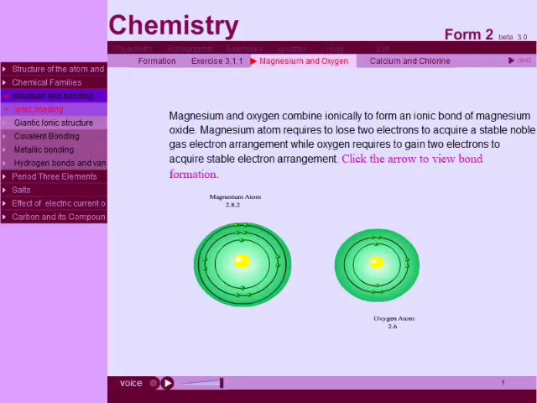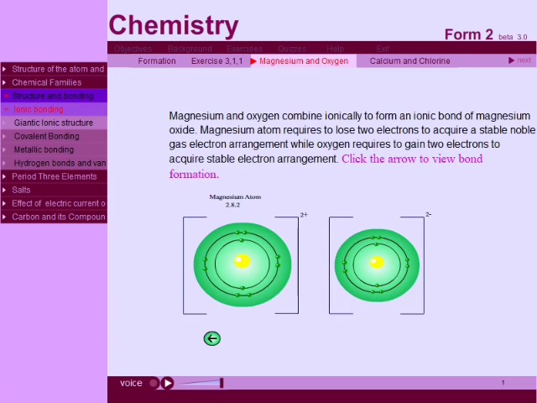Magnesium and oxygen combine ionically to form an ionic bond of magnesium oxide. Magnesium atom requires to lose 2 electrons to acquire a stable noble gas electron arrangement, while oxygen requires to gain 2 electrons to acquire stable electron arrangement.